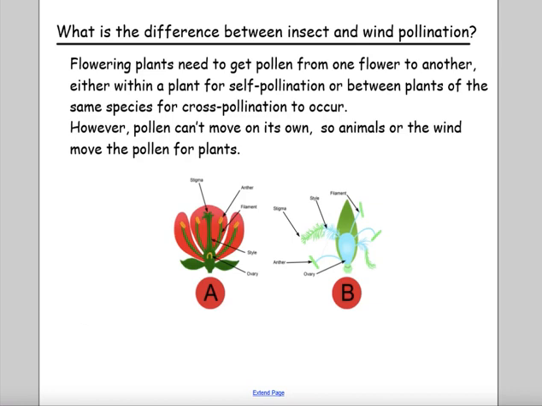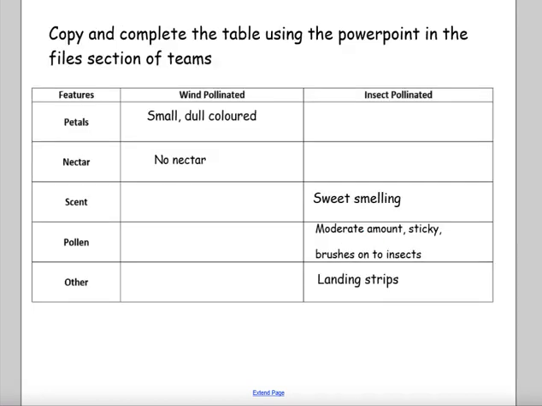And what we're going to do now is have a look at the differences in those flowers. So what you need to do is copy out this table and complete it using the PowerPoint, which is in the Files section of Teams. So some of them have been completed for you.